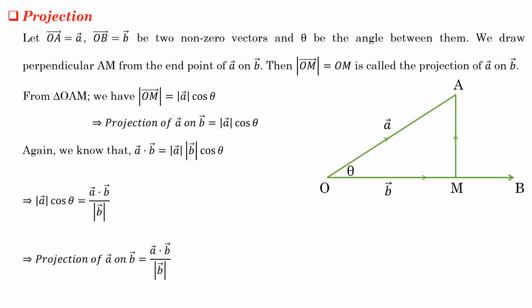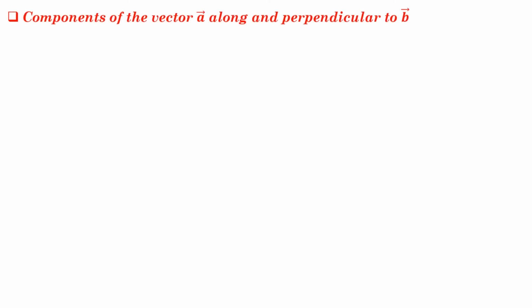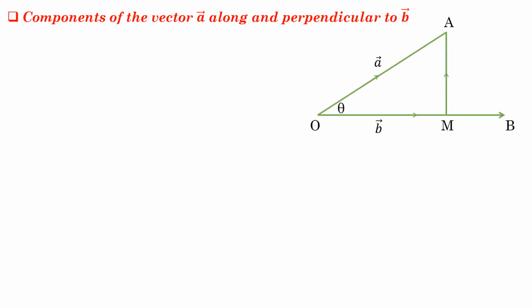So the next topic is components of a vector a bar along b bar. First of all, I am taking this figure from the earlier case. This time we want the component of a bar along b bar. So first, to find the component of the vector a bar on b bar, first you find the projection.